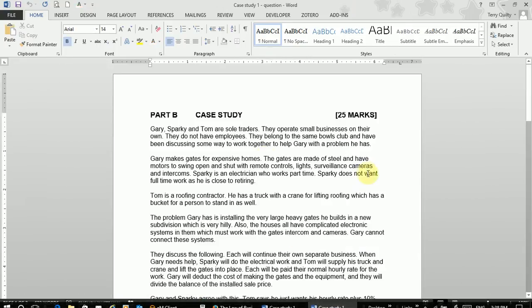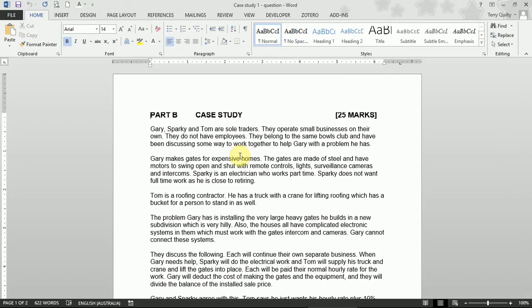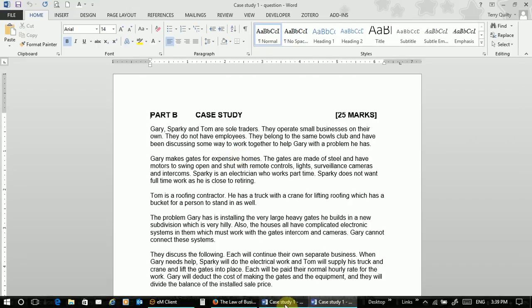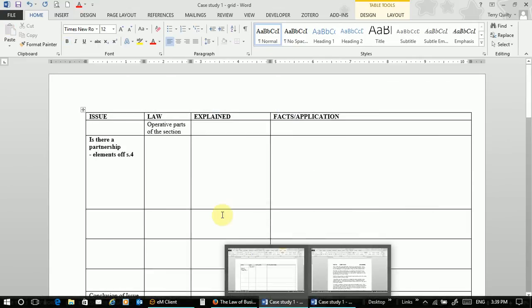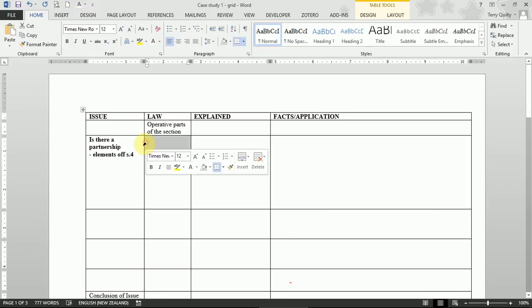So in the case study, we've got Gary, Sparky, and Tom as sole traders who come together to form a business. Now, clearly they've done this in a social context, but they all have businesses, and Gary needs some help with the very heavy gates for the expensive homes. So if we go through to the grid here, the first question we've got to ask is there a partnership?